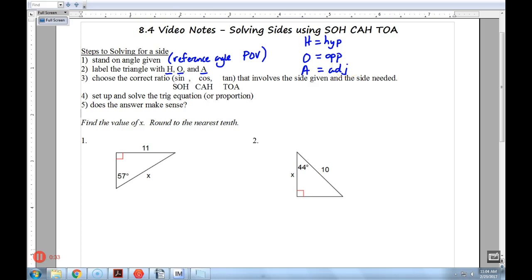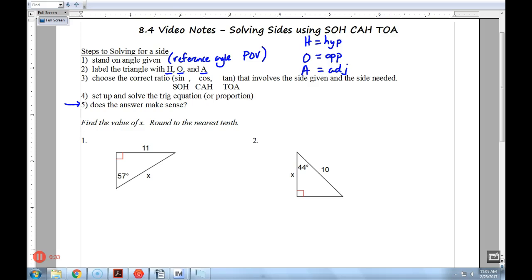Then we're going to have to choose the correct ratio. This will be the little bit tougher part today. We're going to have to choose whether we have sine, cos, or tan, and then finally set up and solve the equation. So there's multi-steps to doing these. And then of course, number 5, does the answer make sense? Because remember, you should be able to look at a triangle, and once you know the angle measures, you should know who the biggest side is and who the smallest side is based off of the angles that they are across from. All right, so let's jump right into this.